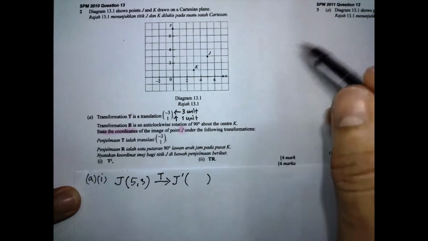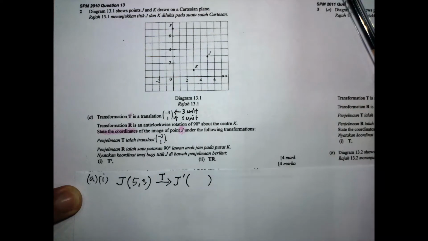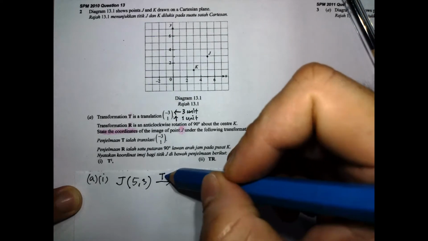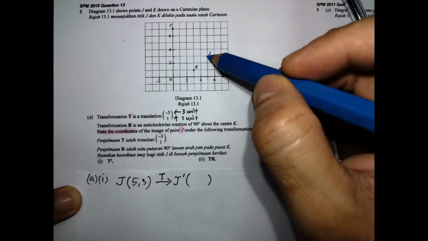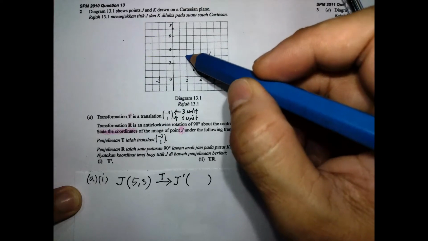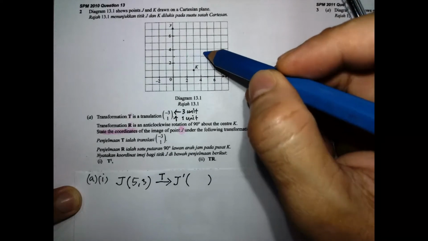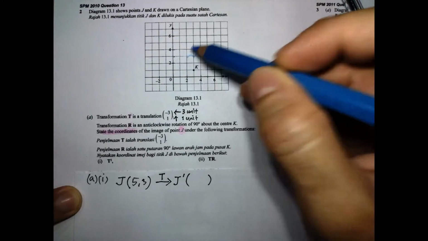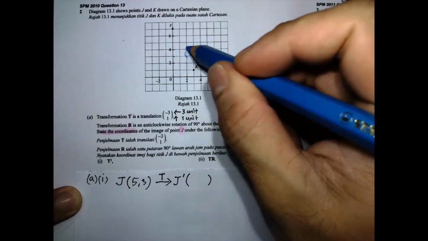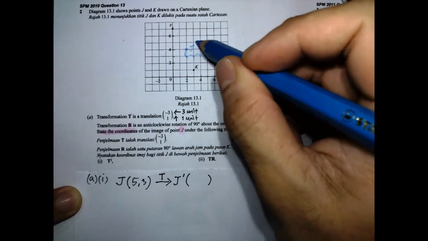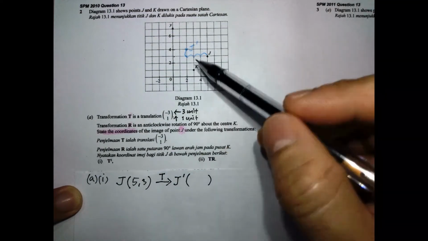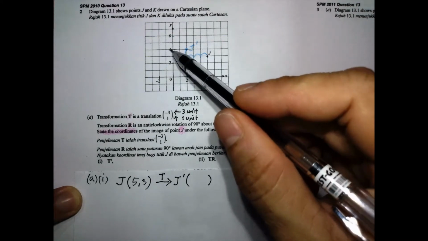Now look at the question here. Starting from here, 3 units, 1, 2, 3, to the left, and then 1 going up. So this is the first image of J, and the coordinate is (2, 4).